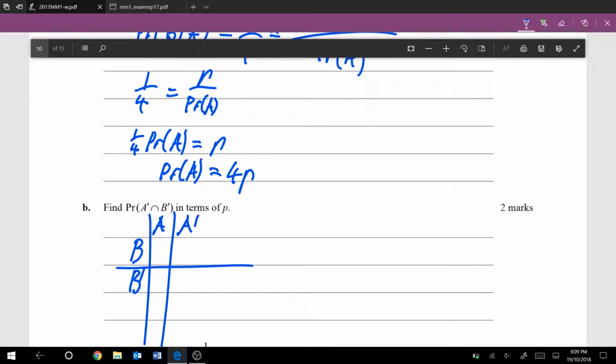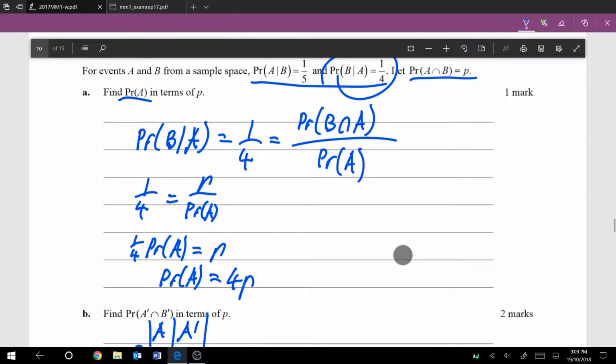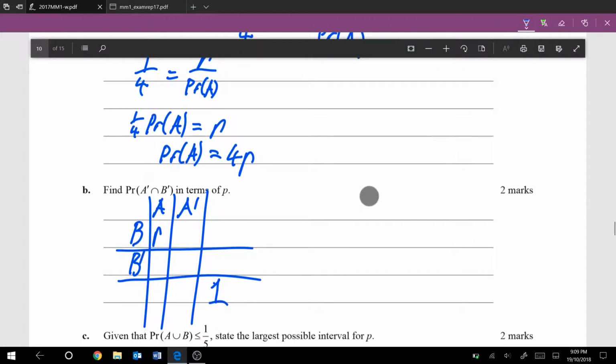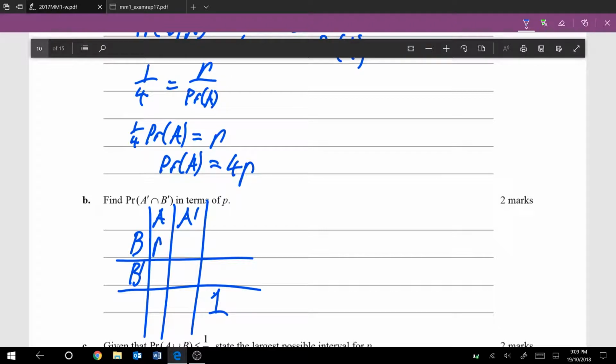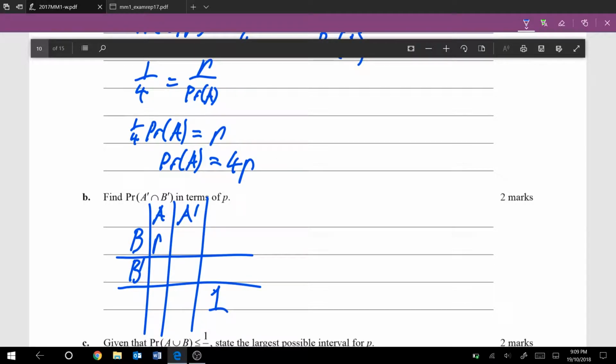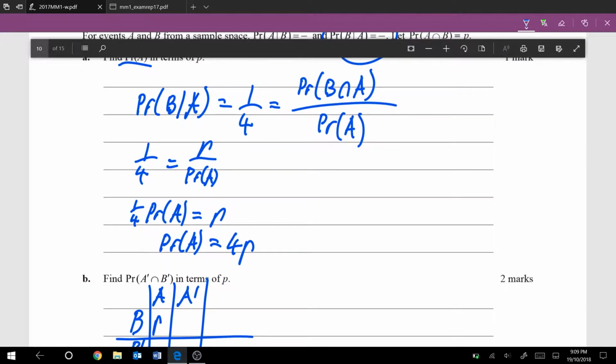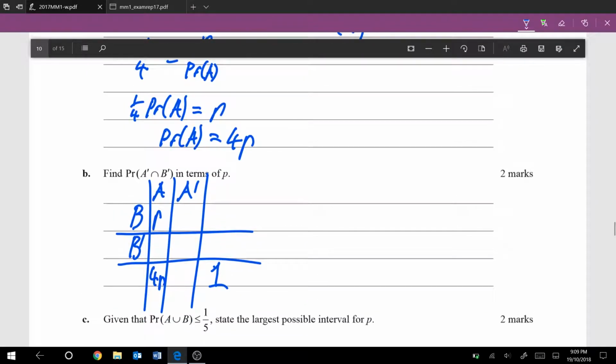So I'm just going to quickly make my probability table, and we know that everything should add up to 1 because it's probability that we're talking about. Alright, so this key bit of information, A and B is P, so we put that in there. Then we look at the probability of A, we already calculated, it's 4P. And we can calculate the probability of B as well, using a similar method to what we did up here in part A, and we can show relatively easily that's 5P.